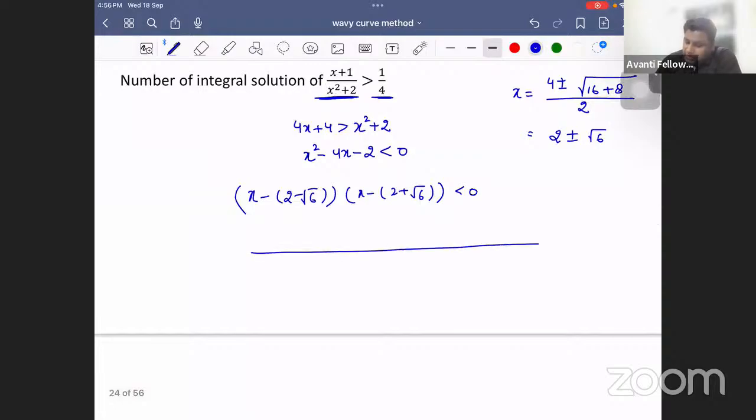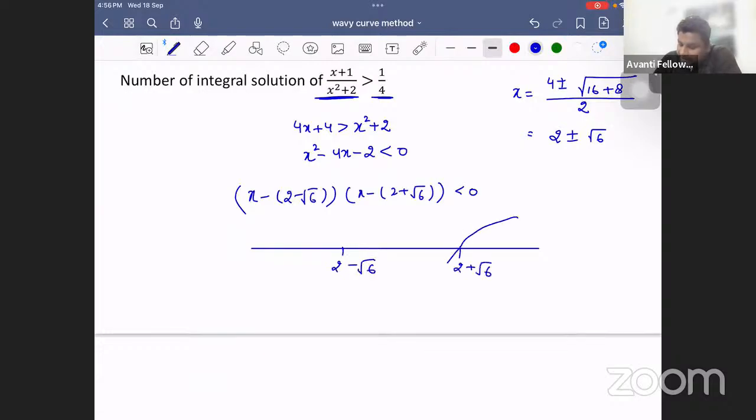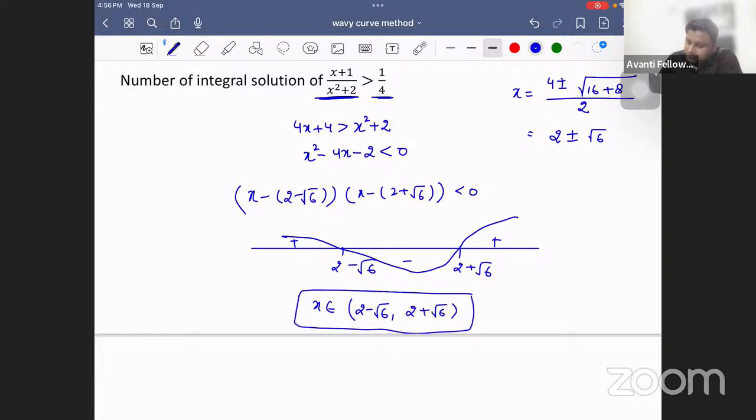Got it? Now make the number line. Roots are the smaller one, 2 minus root 6, and the greater one, 2 plus root 6. And then make the wave. Plus, minus, plus. You are looking for the negative region. So your x belongs to 2 minus root 6 to 2 plus root 6. This is your answer.